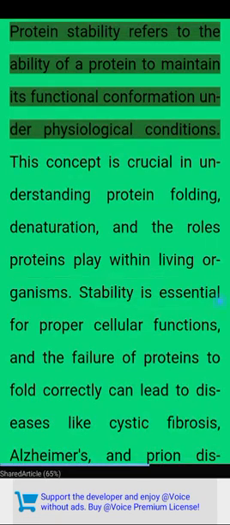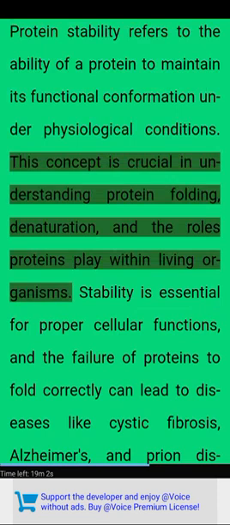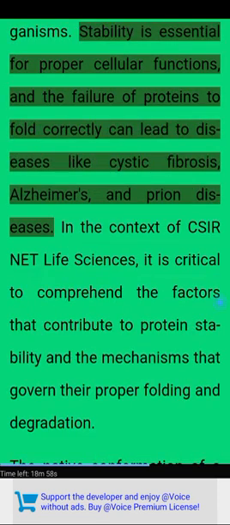CSIR NET JRF Life Sciences. Protein stability refers to the ability of a protein to maintain its functional conformation under physiological conditions. This concept is crucial in understanding protein folding, denaturation, and the roles proteins play within living organisms. Stability is essential for proper cellular functions, and the failure of proteins to fold correctly can lead to diseases like cystic fibrosis, Alzheimer's, and prion diseases.